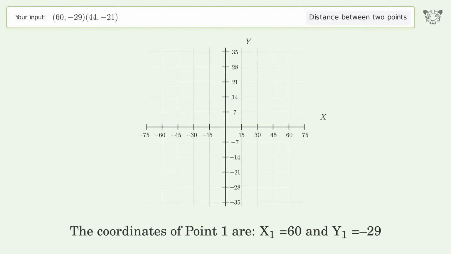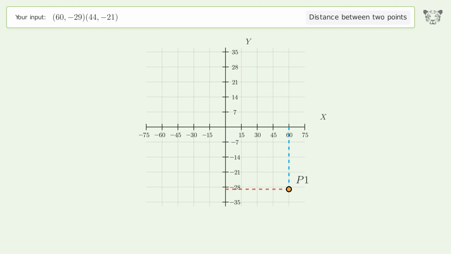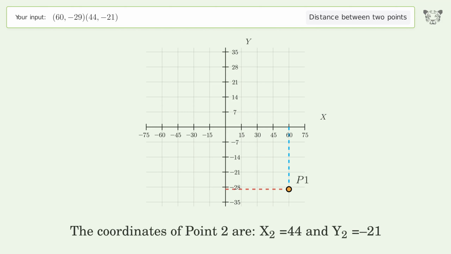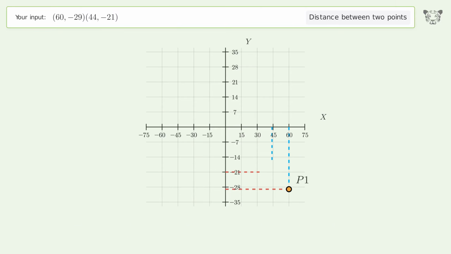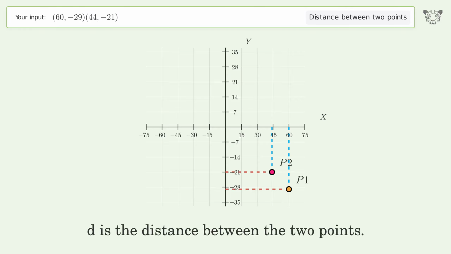The coordinates of point 1 are x1 equals 60 and y1 equals negative 29. The coordinates of point 2 are x2 equals 44 and y2 equals negative 21. D is the distance between the 2 points.